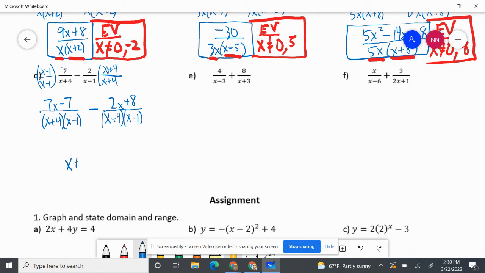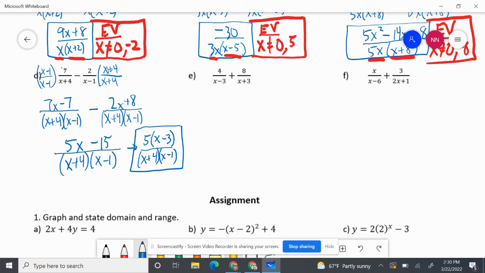Our common denominator is x plus 4 and x minus 1. 7x minus 2x is 5x. Negative 7 minus 8 is negative 15. Now we see that they have a 5 in common, so we can factor out a 5, and we get an x minus 3. But when we notice it, we see that nothing can cancel, so we would just keep it as the x plus 4 and the x minus 1 with the 5 times x minus 3 on top.